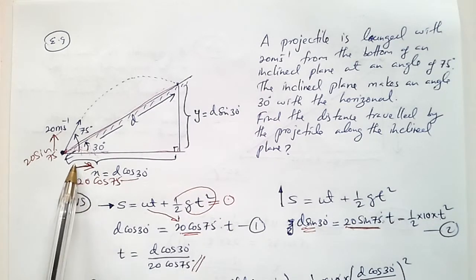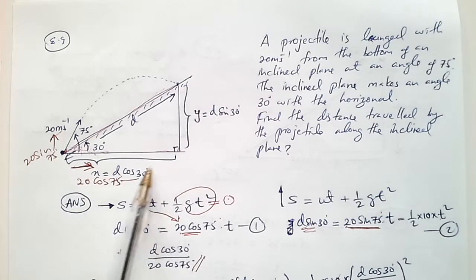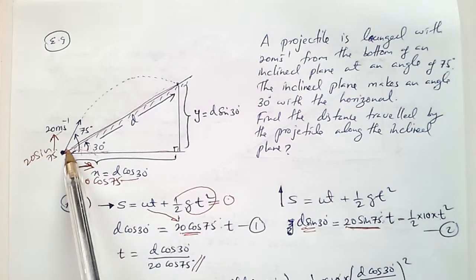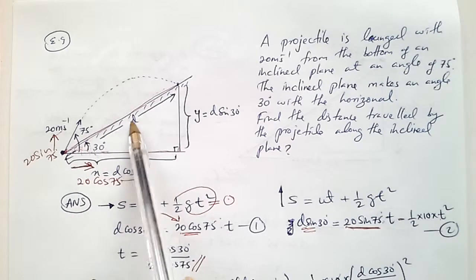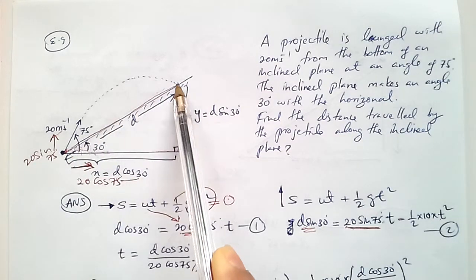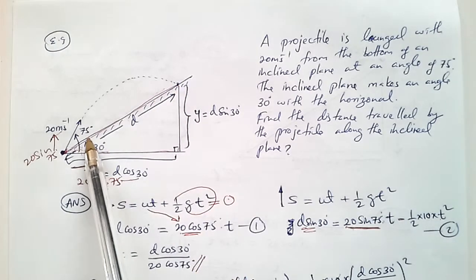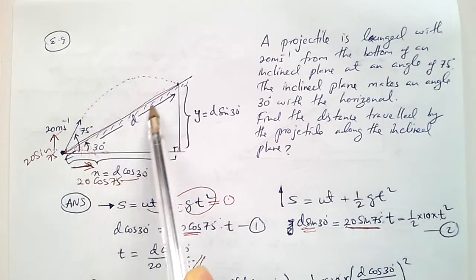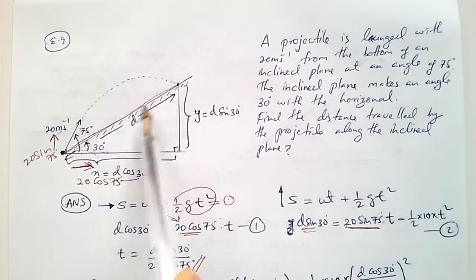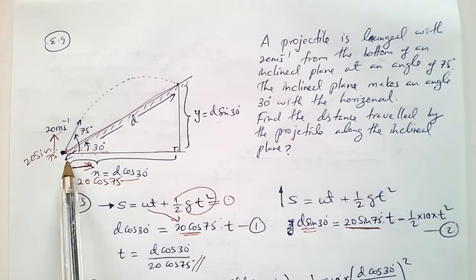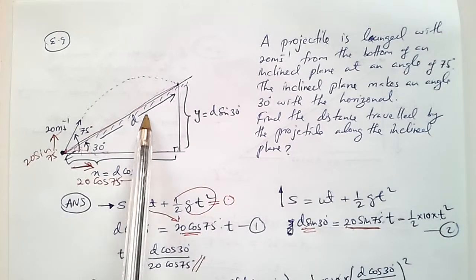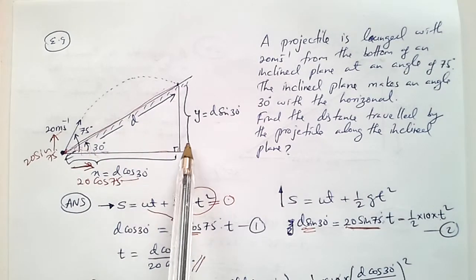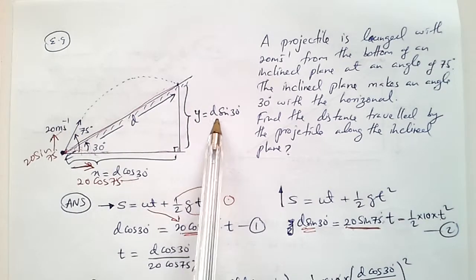So what is the distance traveled by the projectile along the horizontal direction? Let's say our projectile travels a total distance d along the inclined plane. Since the inclined plane makes 30 degrees with respect to the horizontal axis, I can divide this displacement vector into two perpendicular components. Along the x direction we get d cos 30, because this is 30 degrees, and along the other direction we get d sin 30.